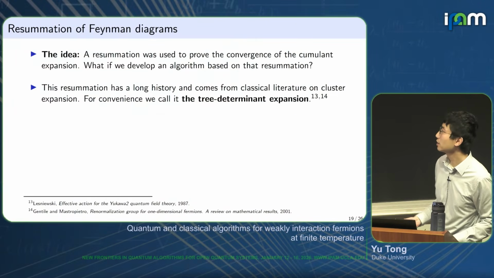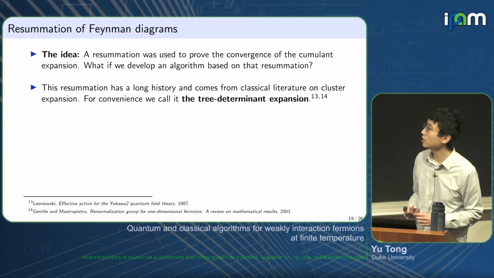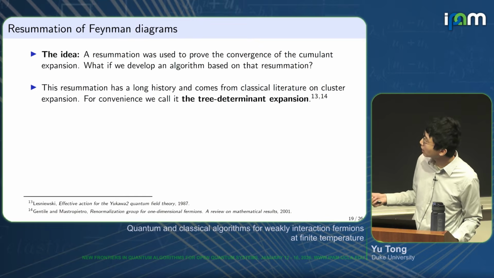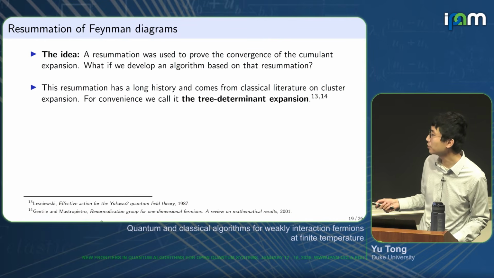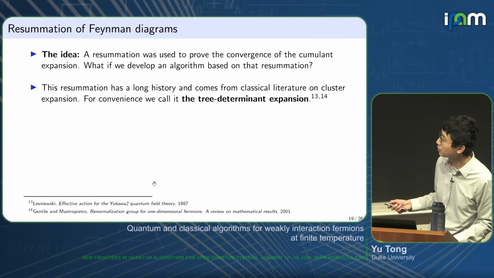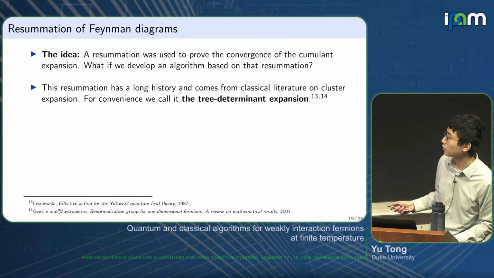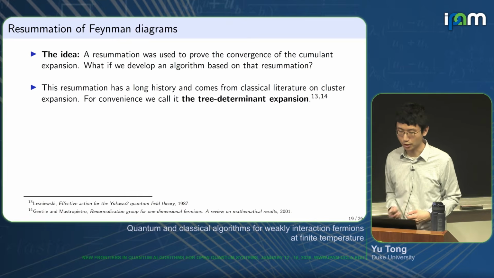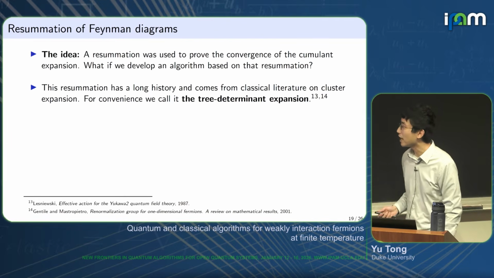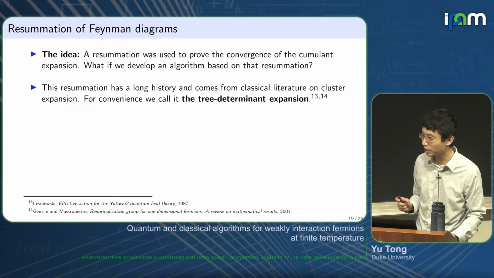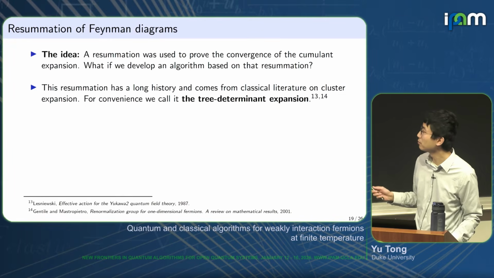So this resummation has a long history from the literature on cluster expansion. Well, not necessarily classical literature, it was used to study quantum field theory. So this was the first paper that I could find involving this expansion, and the first paper that uses it for a setting that is relevant to the thing we are currently studying. It didn't have a name, so we give it a name, tree-determinant expansion, for convenience. You'll see later why this is the appropriate name.